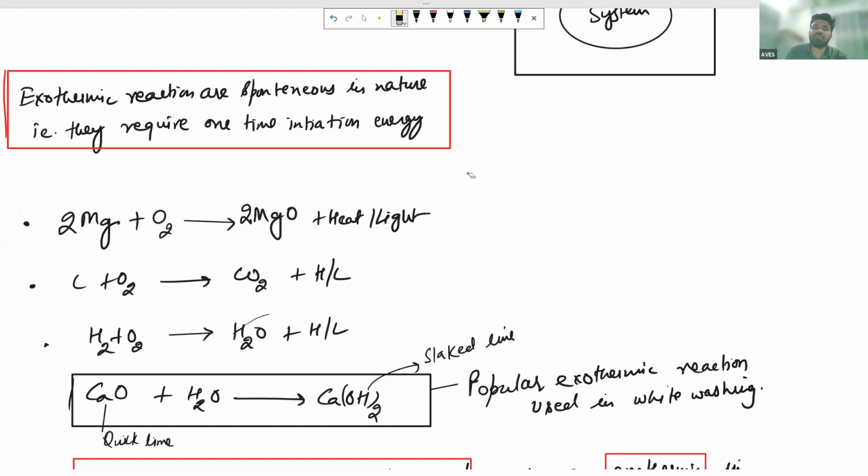Okay. You do this one, then I'm going to show you how it produces heat. This is important. Do this one, then I'm going to show you. Note the example first.